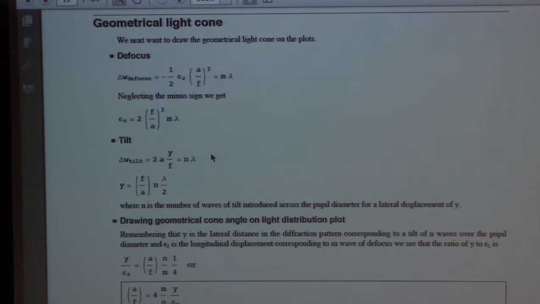The tilt here, from last class, we can go back and see that it's 2a y over f. And let's say that's equal to n lambda, where n is some number. And so y is f over a, n lambda over 2. So n is the number of waves of tilt introduced across the pupil diameter for a lateral displacement of y.